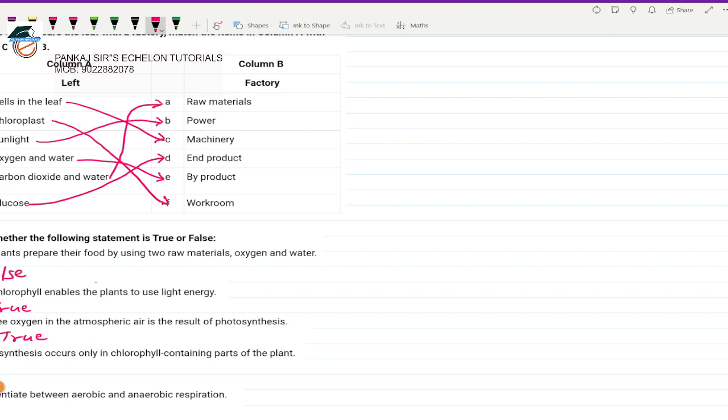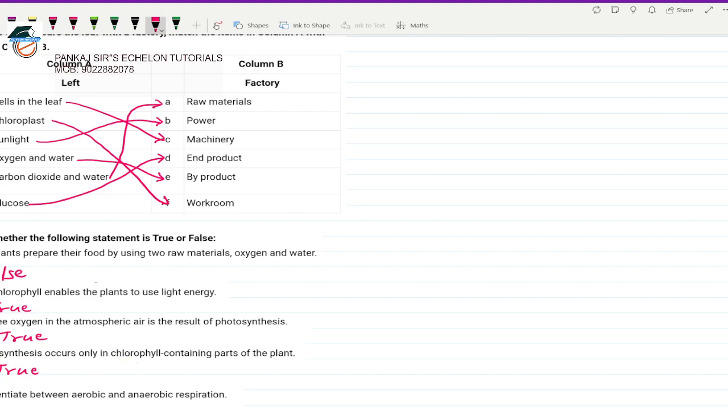Next is: photosynthesis occurs only in chlorophyll containing parts of the plant. Now this is also a very true statement, because if there is chlorophyll, then sunlight energy will be utilized. So whenever photosynthesis takes place, it will take place only in the parts of the plant where there is chlorophyll present. If chlorophyll is not present, photosynthesis cannot happen there. So that was the true and false question.